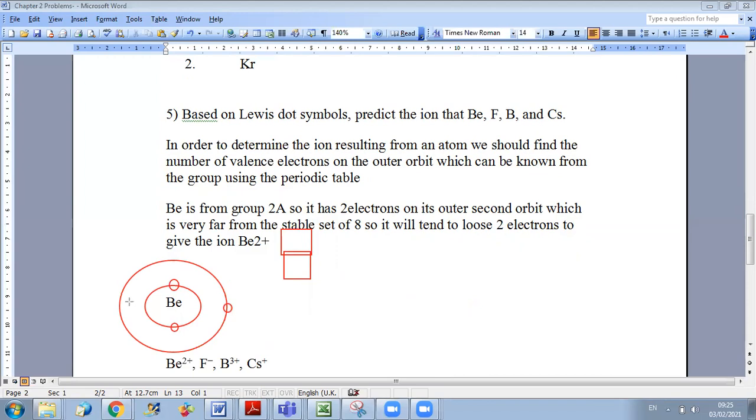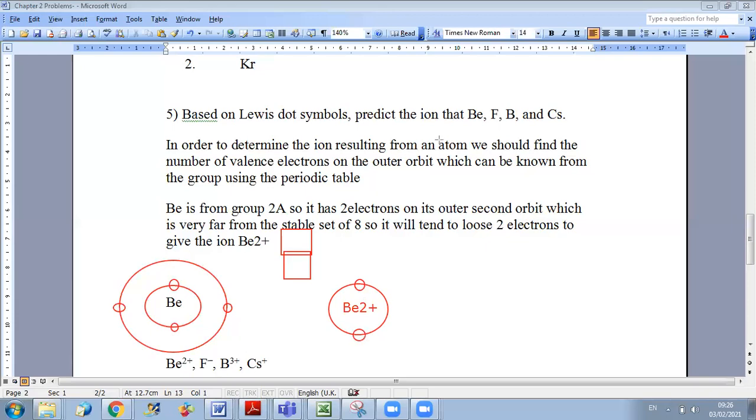But as we know, the stable state of the second orbit is 8 electrons. This is why Be will tend to lose these 2 electrons in order to give you Be2+. After losing the 2 electrons, the planetary representation of the ion is like this. So Be2+ will only have electrons on the first orbit. These are the 2 electrons.